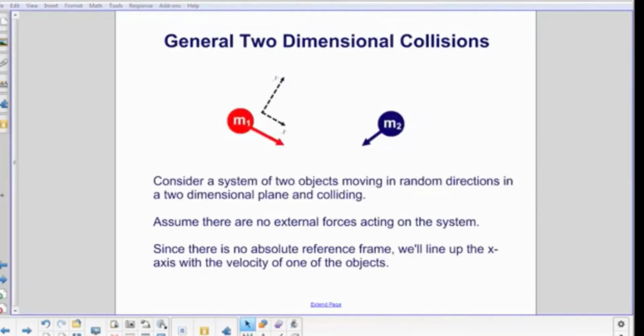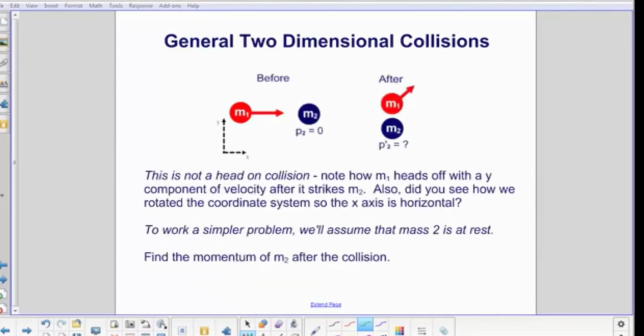Consider a system of 2 objects moving in random directions in a 2-dimensional plane and then colliding. We'll assume there are no external forces acting on the system, so momentum will be conserved. Since there is no absolute reference frame, we're free to choose one that works for us. So in this case, we'll take this as our frame, where the y-axis is in this direction, and the x-axis we're going to line up with the velocity of mass 1.